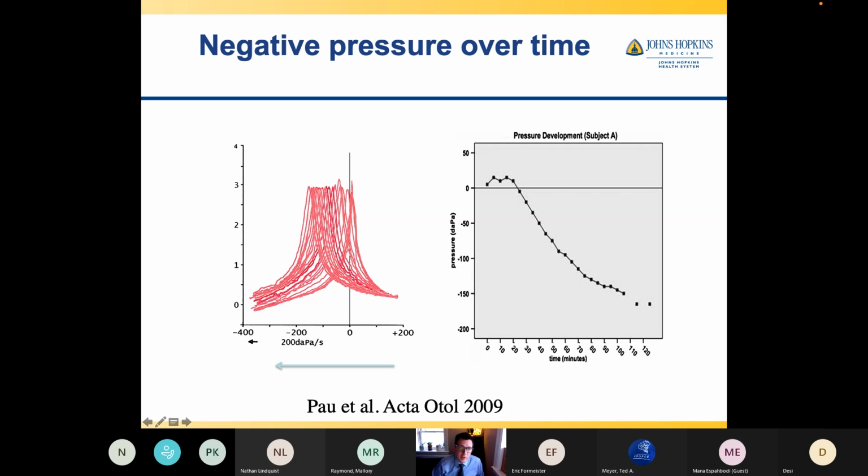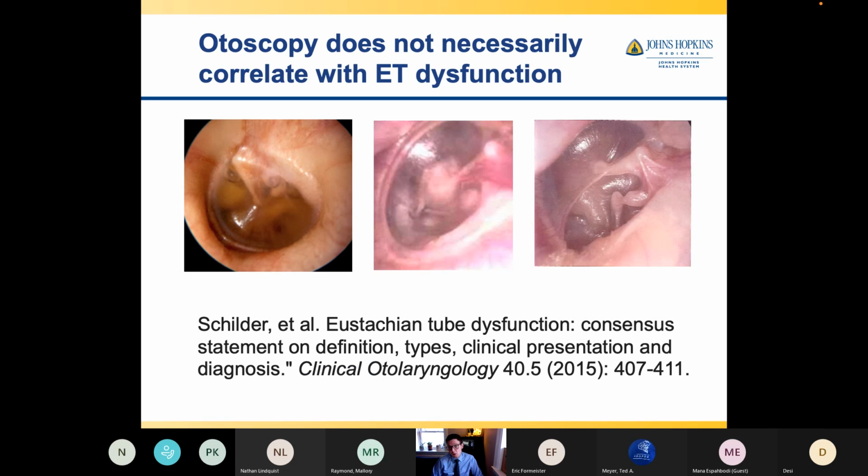So another important thing to keep in mind is that otoscopy doesn't necessarily correlate with eustachian tube dysfunction. There are other things that can cause it to look like an obstructive eustachian tube problem. For instance, a middle ear effusion definitely could be caused by an obstruction of the eustachian tube, but it also could be caused by an inflammatory process, such as an autoimmune condition.